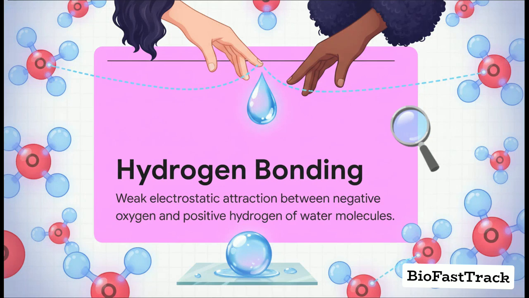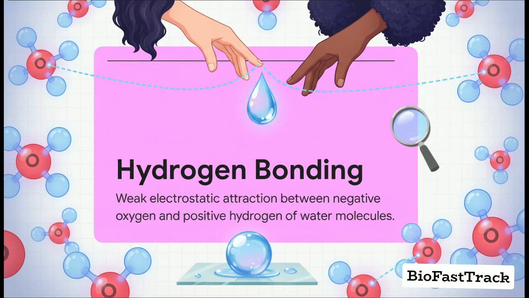And because of those slight charges, water molecules can't help but interact with each other. This gives us hydrogen bonding, which is a weak electrostatic attraction between the slightly negative oxygen of one water molecule and the slightly positive hydrogen of a completely different one. It's basically a molecular tug of war. The oxygen acts like an electron-hoarding magnet.